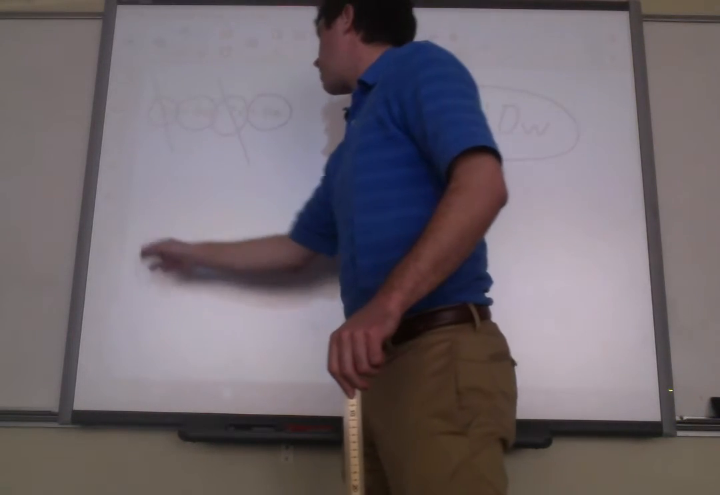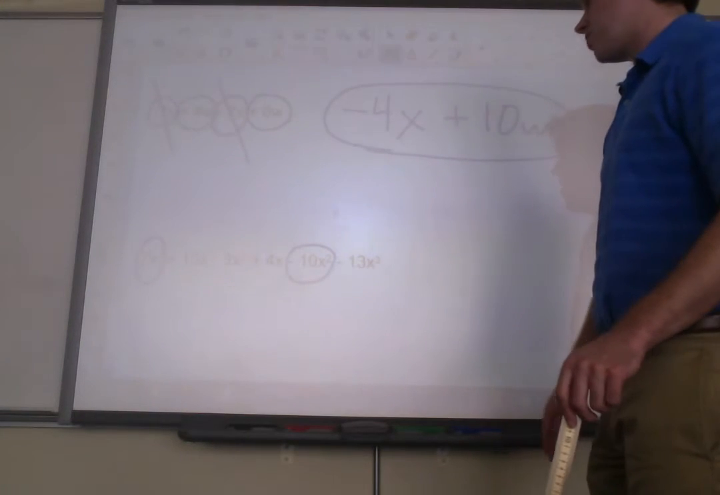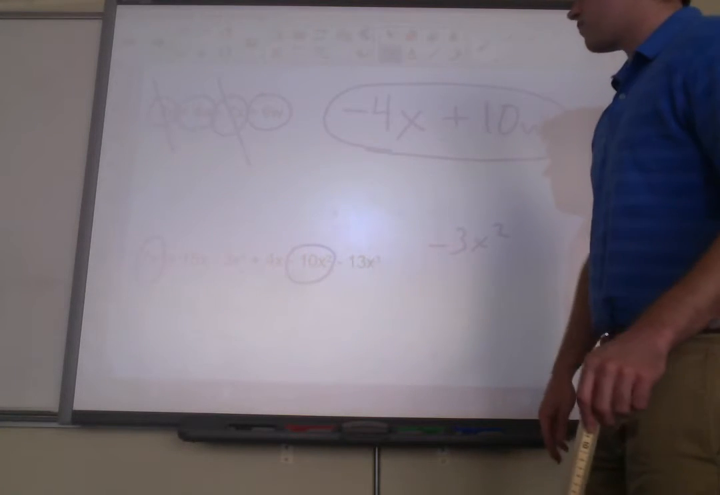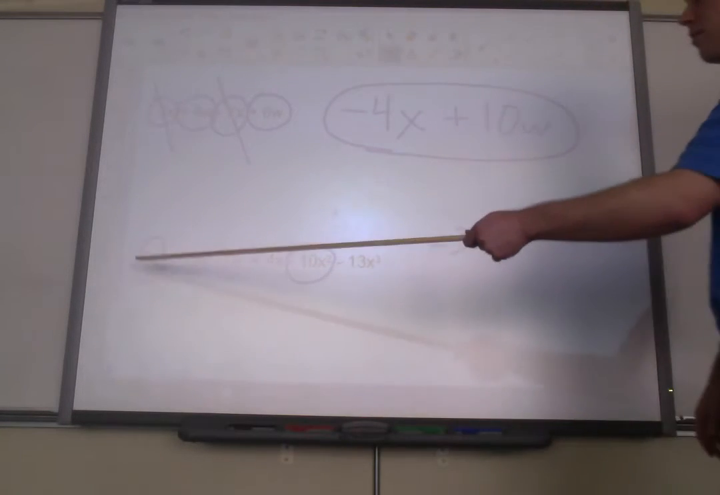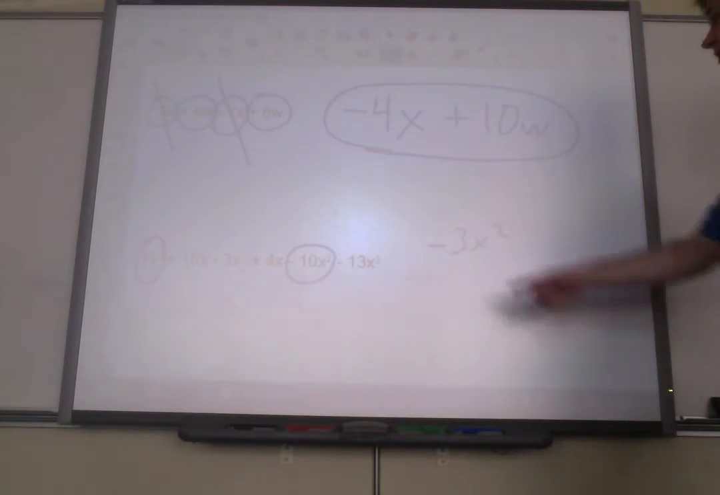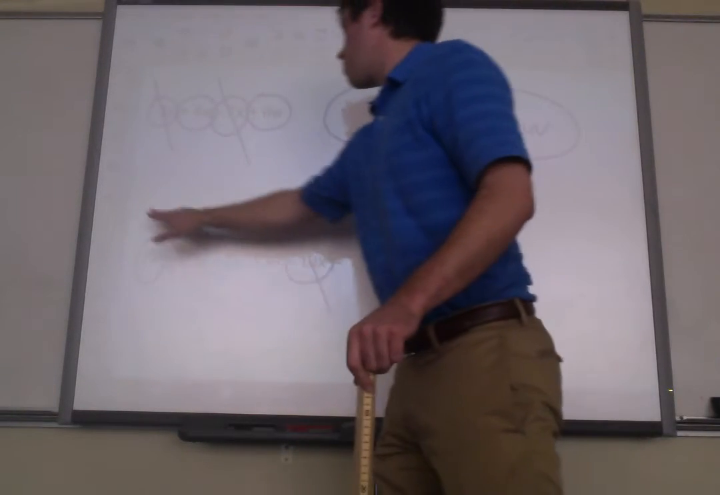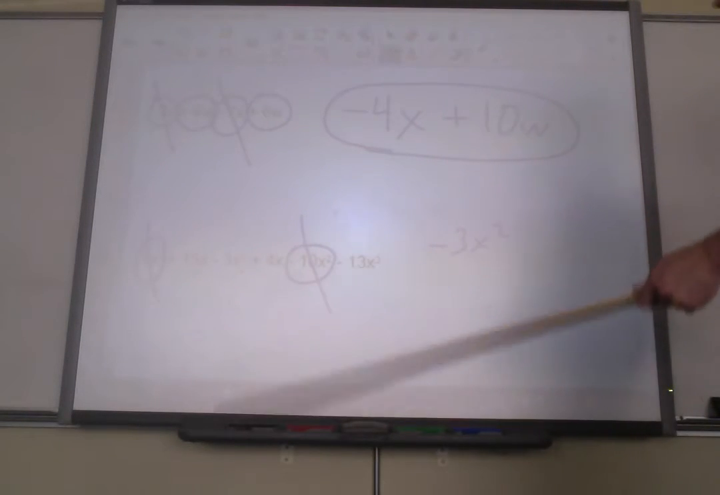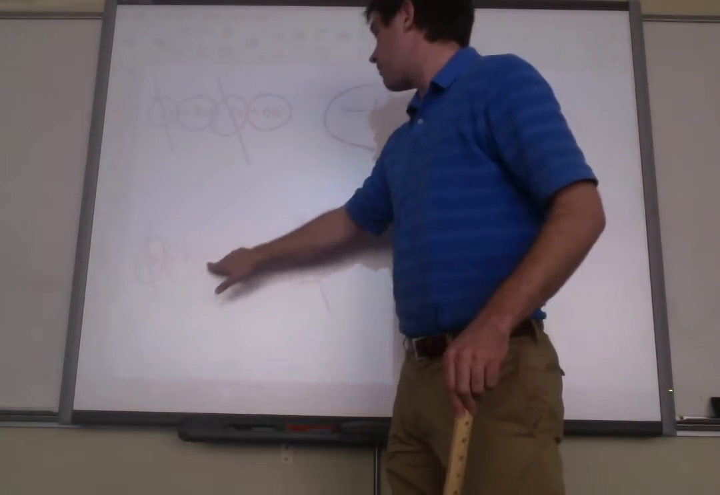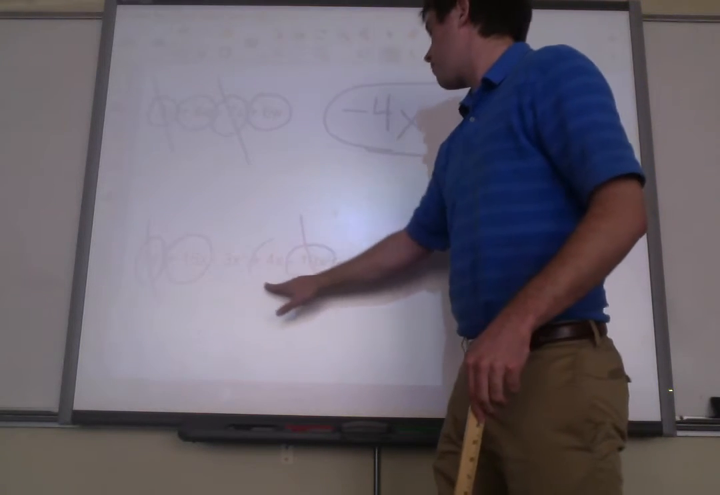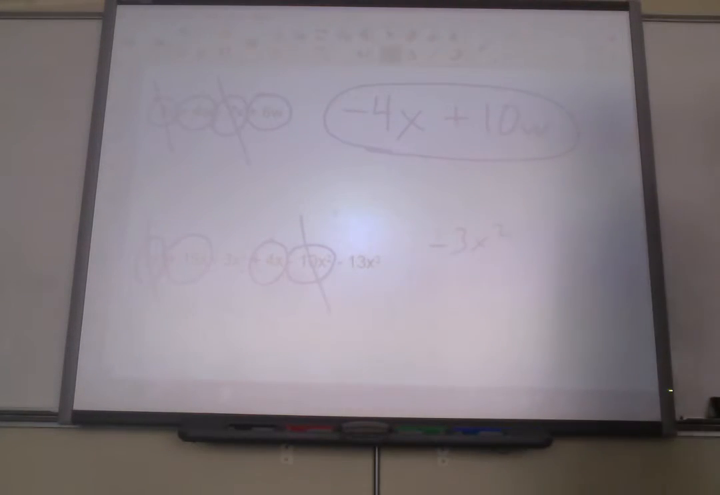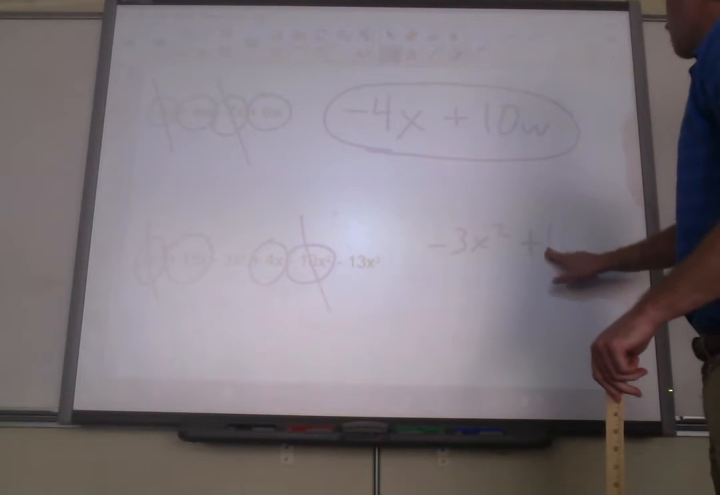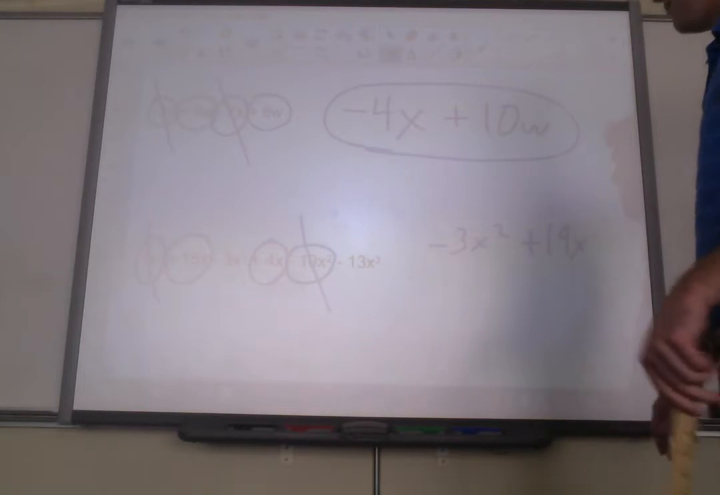So 7x squared combined with negative 10x squared is going to be negative 3x squared. Okay, we're just adding those together. 7 plus negative 10 is negative 3. All right, we use those. That's done. Next we have 15x. The only other thing that's alike with positive 15x would be this positive 4x right here. So adding together 15 plus 4, we've got positive, so plus 19x.